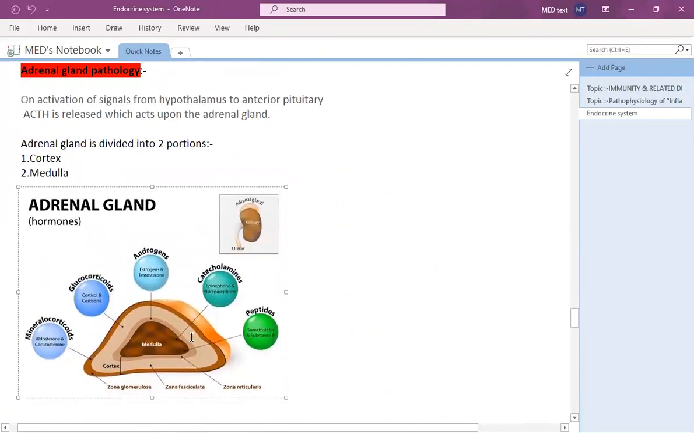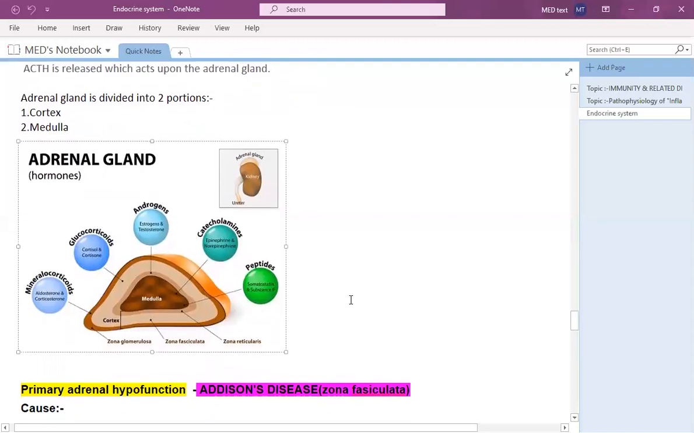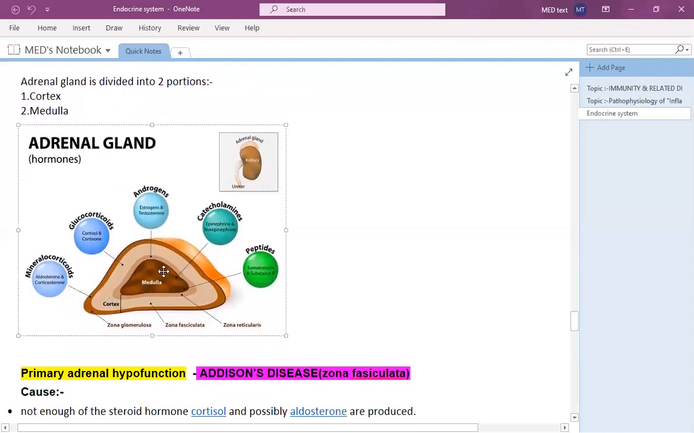First of all, the adrenal gland is divided into two portions, cortex and medulla. In this picture, as you can see, the outermost is the cortex and the inner is the medulla. Now this cortex is divided into three zones. The outermost zone is called zona glomerulosa, the middle is called zona fasciculata, and the innermost is called zona reticularis. So you can remember it as GFR, glomerular filtration rate, right? Another name. So you can remember it in that way.